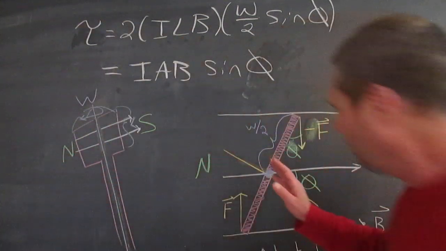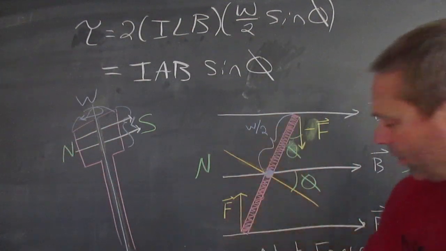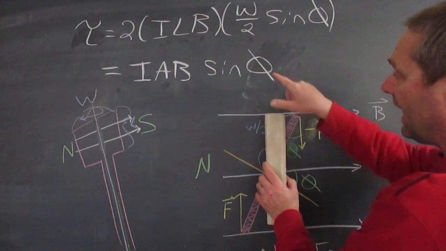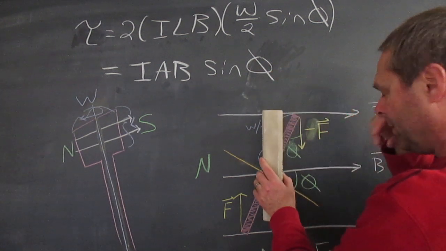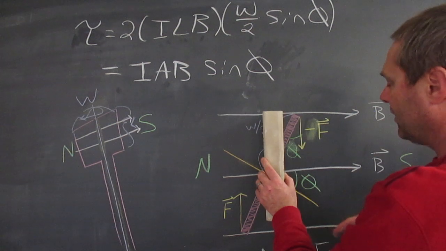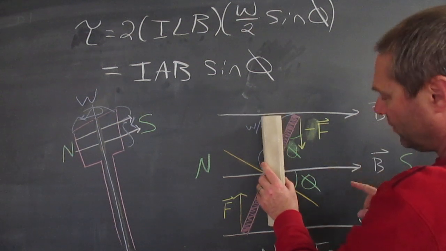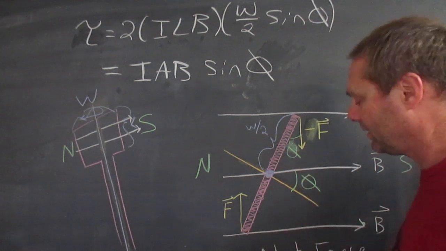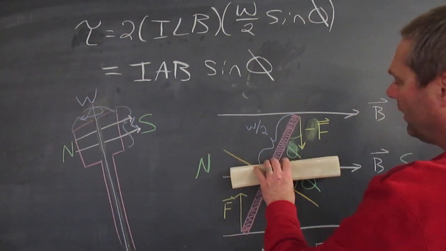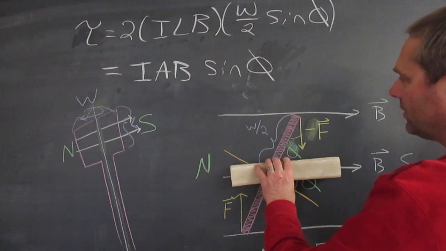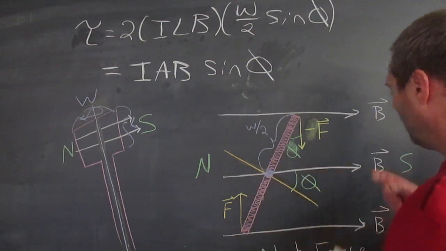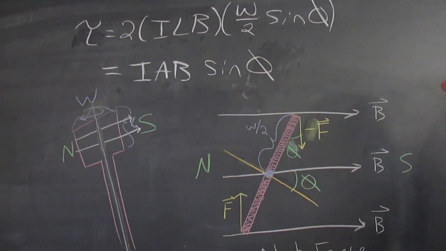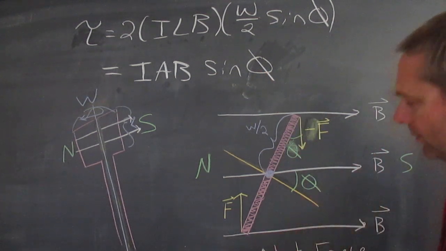Now, when this loop is perfectly perpendicular to the magnetic field, basically sine of phi, we'll talk about phi in a few minutes, is 90 degrees to the field, then the sine of 90 is 1, and that's where you have the greatest amount of torque. When the loop is parallel with the B field, then theta is equal to 0, and sine of 0 is 0. All right?